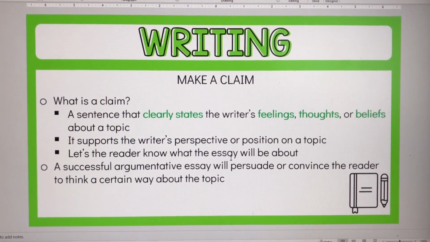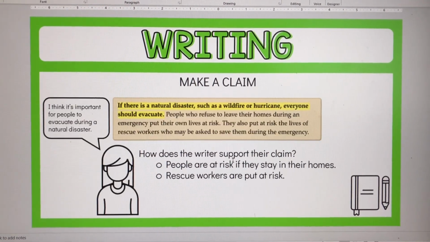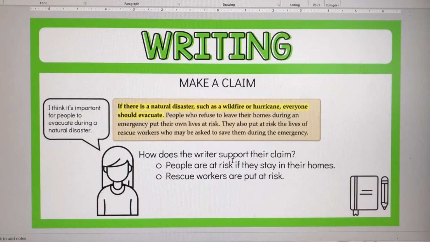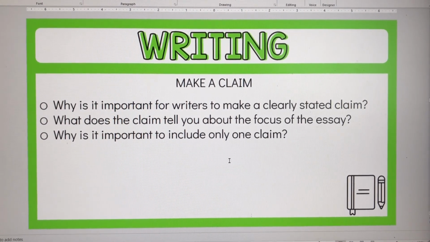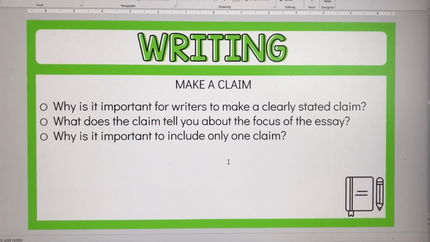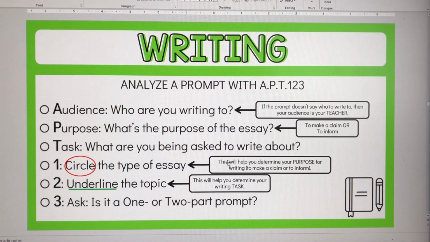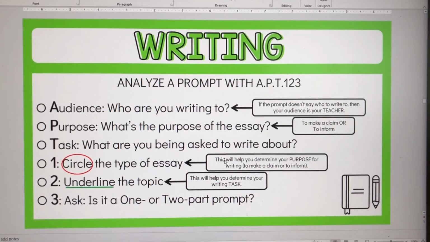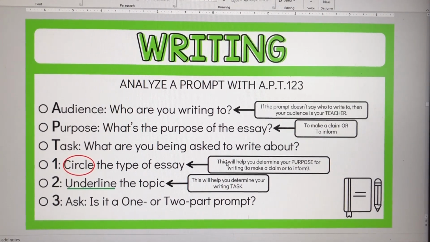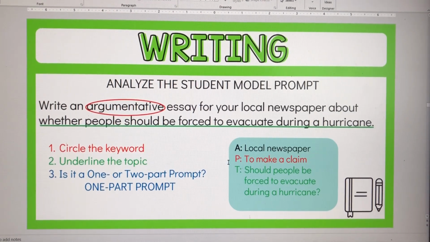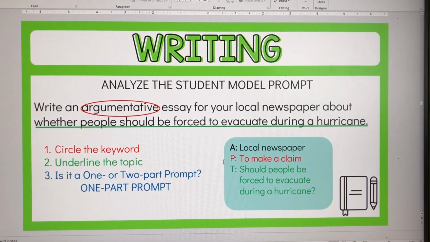And tomorrow for both classes, we're going to go over making a claim and why that is important. We're going to look at an example and have some collaborative conversations to answer these questions, which of course would lead me into teaching the students how to analyze the prompt. I use APT 123, and how to analyze the prompt that the student model is written to.